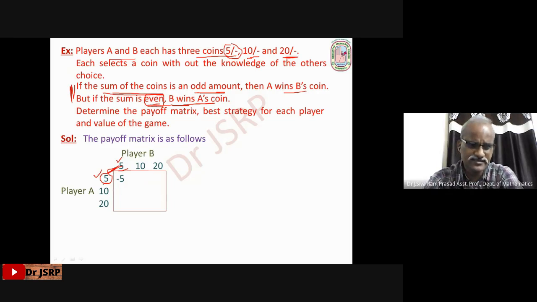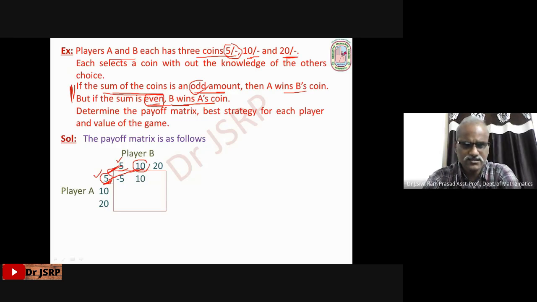Next, second possibility, A selects 5 rupees coin, B selects 10 rupees coin. Then the sum of these two is 15, which is odd. So if the amount is odd, then A wins B's coin. Here B's coin is 10, so A wins 10. A wins means the payoff is a positive value. So this is 10.